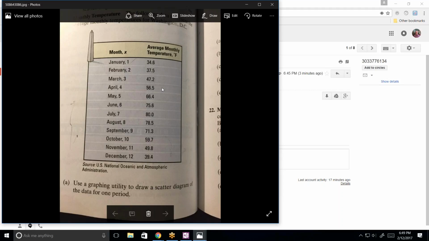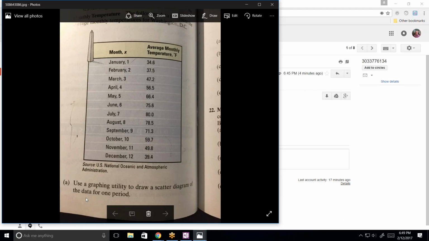Okay. Now, I see they want you to use a graphing utility to draw a scatter diagram. So that's why you said you had all these in your calculator for the previous problem? Yes. So what are the instructions on this? I see. A is the first instruction. Use a graphing utility to draw a scatter diagram.